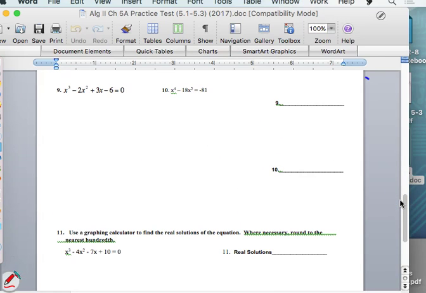Number 9. Greatest common monomial factor. Can we pull anything out of all of those? So what catches your attention about this one? It has 4 terms. How do we do that? Grouping.